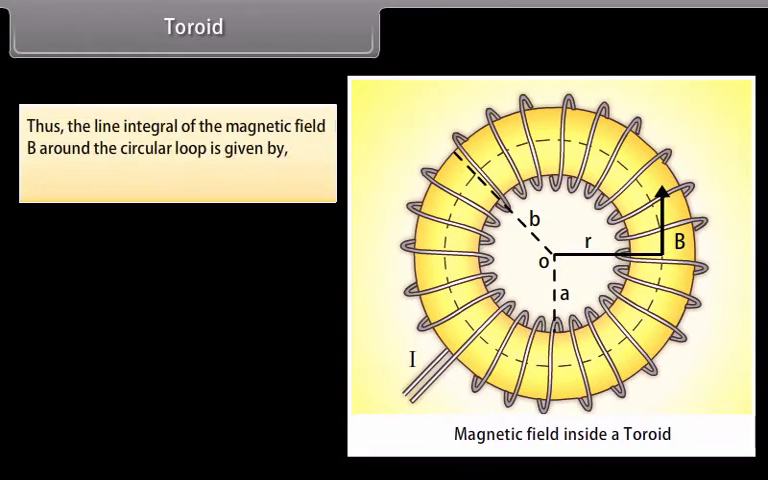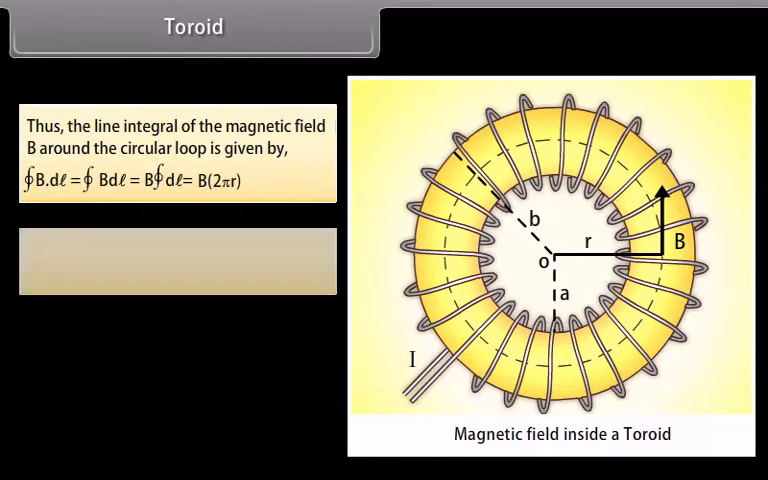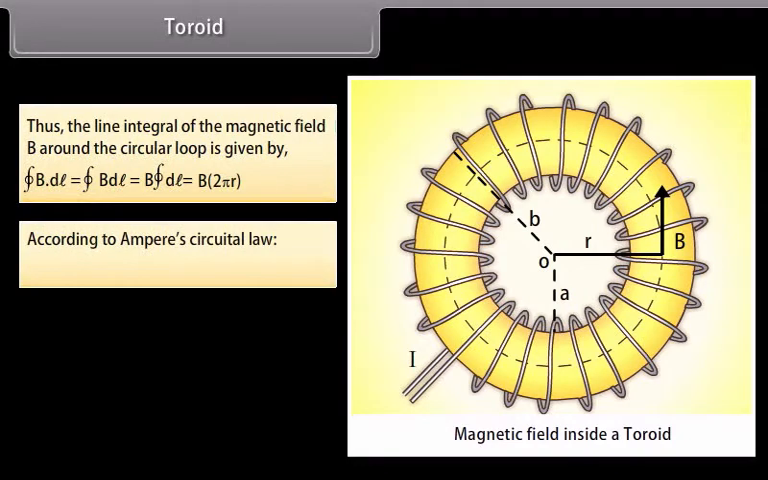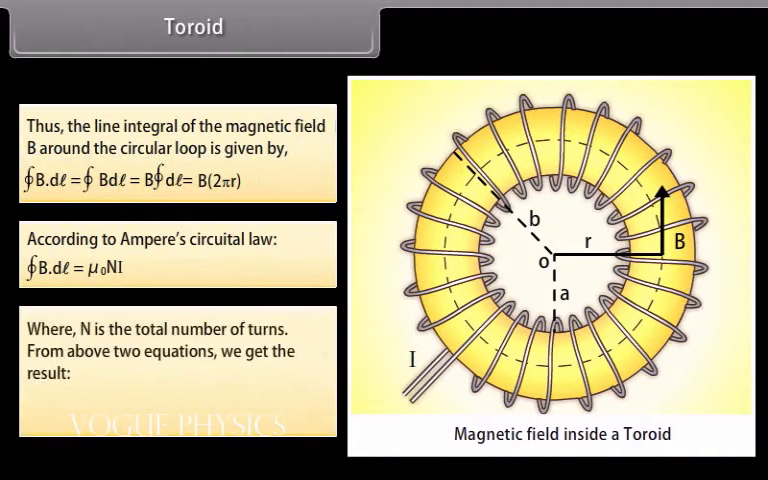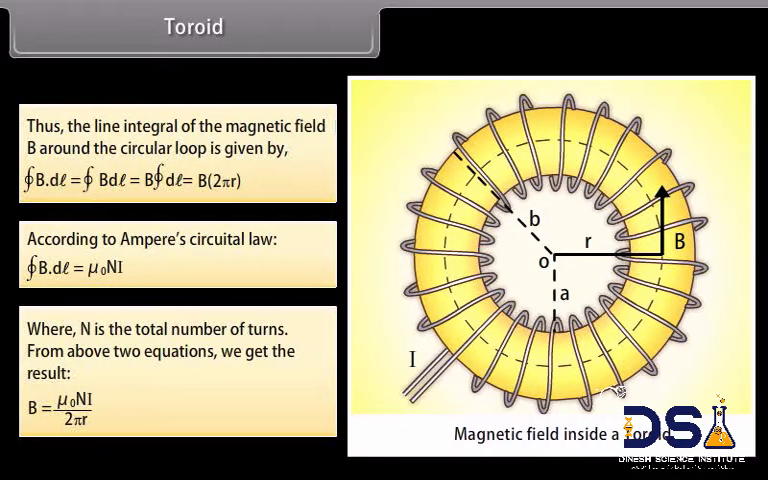Thus, the line integral of the magnetic field B around the circular loop is given by the product of B and 2 pi r. According to Ampere's circuital law, closed integral of B dot dl is equal to mu naught N I, where N is the total number of turns. From the above two equations, we get the result B equal to mu naught N I divided by 2 pi r.